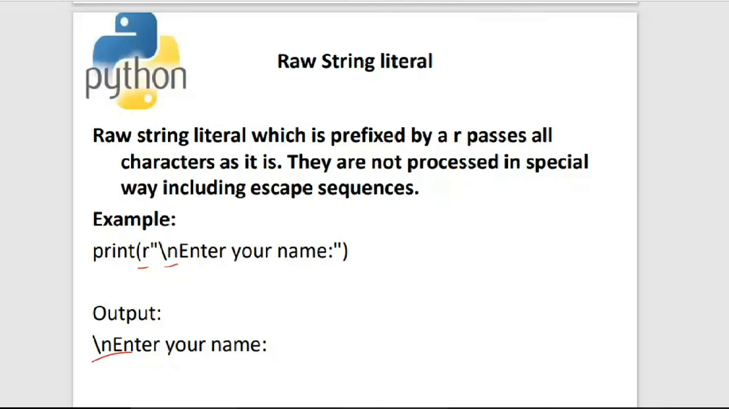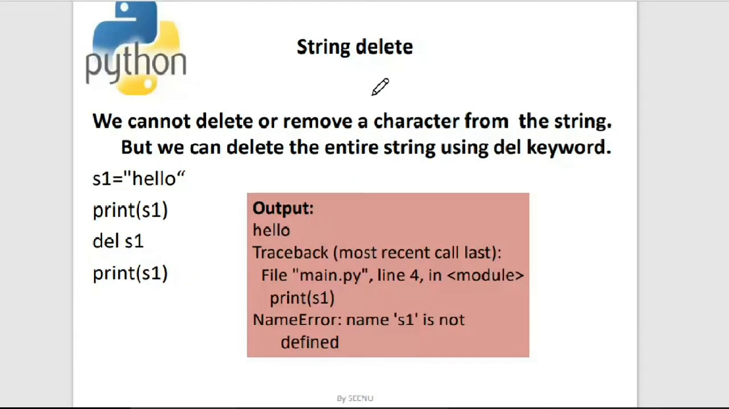And the next concept is string delete. How can you delete a string? By using the del operator, the del keyword. I have a string over here, s1 is equal to hello. Then I printed the string, so hello is printed on the screen. In the next statement, I deleted s1, and then I'm trying to print s1. Now it is not there in the memory, so when I try to print it, I'm getting a name error.